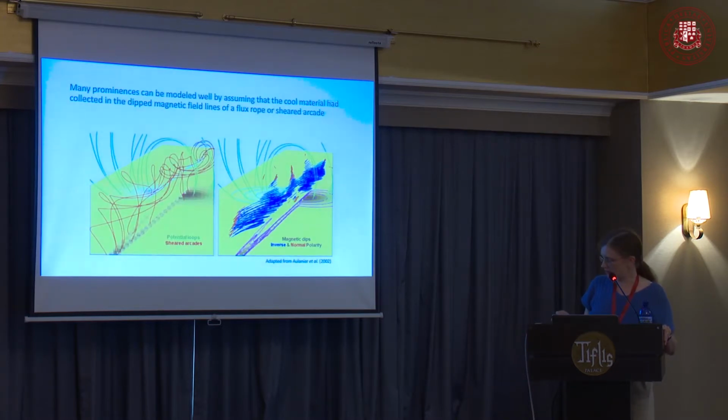This is another possibility, which is a sheared arcade. So you don't actually have a full turn here. You just have shear on either side of the inversion line, but you still get this sort of twisted structure up in the corona. And again, if you mark out the places where there are dips, you get a long ribbon shape. That's the prominence.